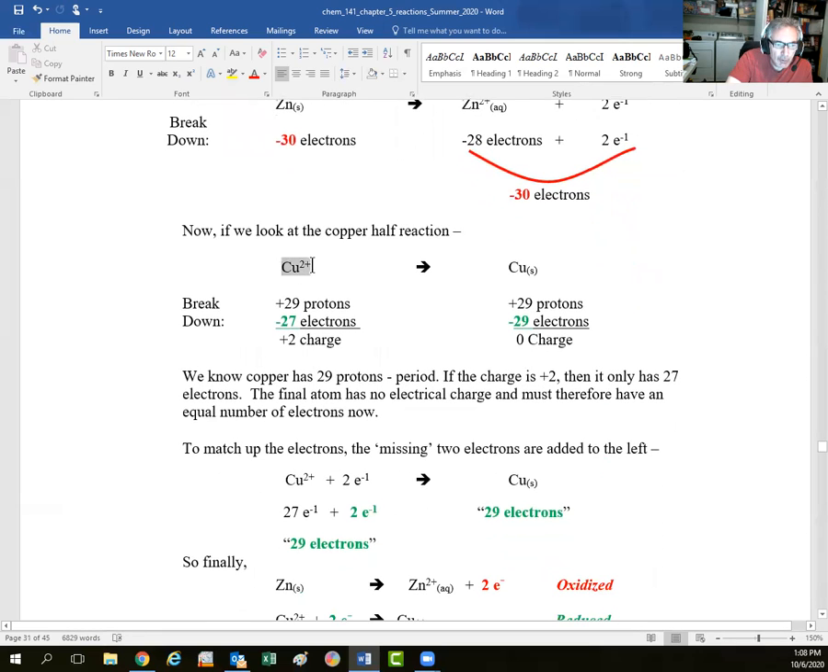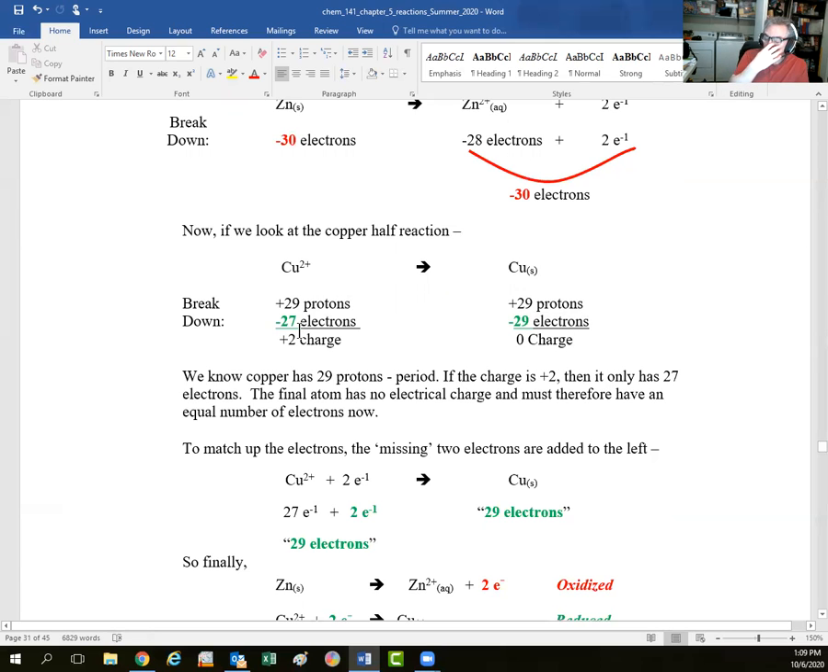The copper 2 plus, of course, the atomic number for copper is 29 because it's the 29th element in the periodic table, so 29 protons. But with that 2 plus charge, the math tells us that it must be just 27 electrons. By the end, when that charge disappears, we must have gone up to 29 electrons. So 27 to 29, we are missing 2 electrons at the start.